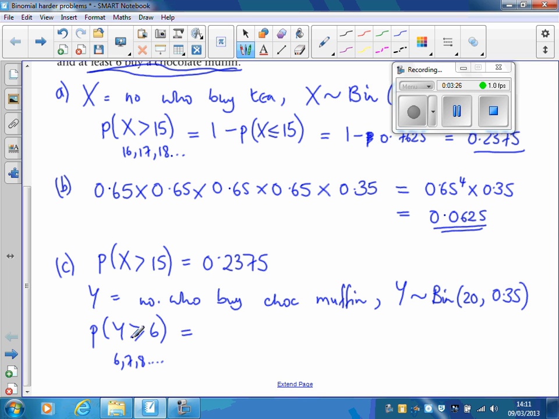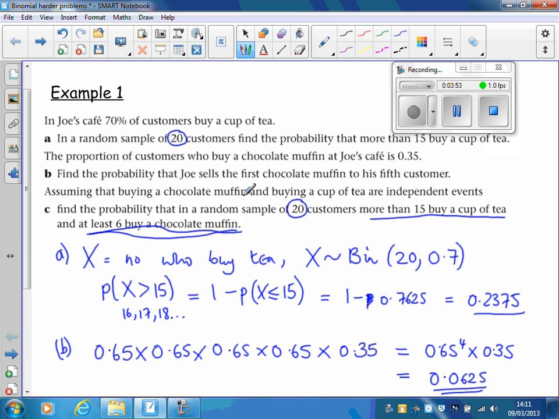So we want then, back to this, the probability that Y is greater than or equal to 6, in other words 6, 7, 8, that's going to be 1 minus the probability that Y is less than or equal to 5. And that comes out, we can use the tables, as 1 minus 0.2454, which is 0.7546.